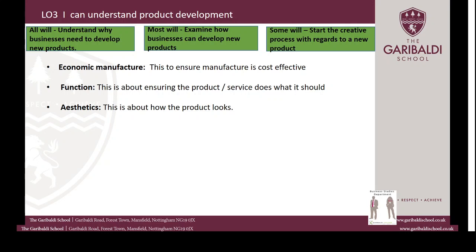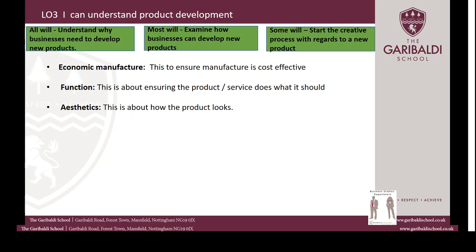Function is about ensuring that the product or service does exactly what it should. So some products are more about functionality. So for example, a parachute. The main thing you would want from a parachute is that actually it works, and if you jump out of an aeroplane, it's going to get you to ground safely. So you wouldn't want to scrimp on costs because you want to use good materials because you want it to work, and it's not really that important how it looks, it's about how it works.